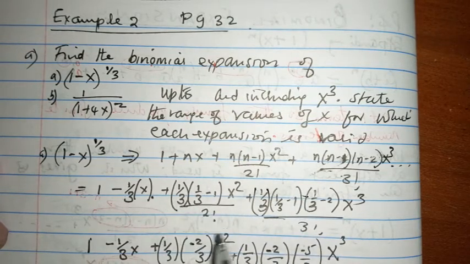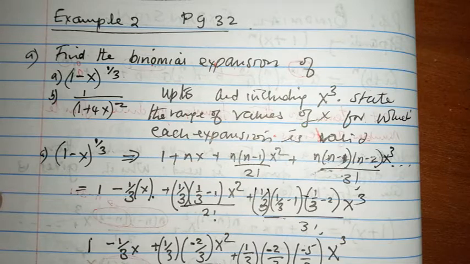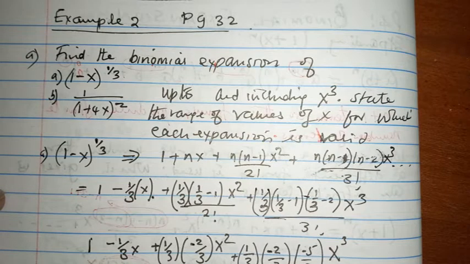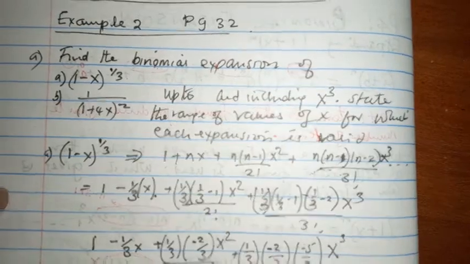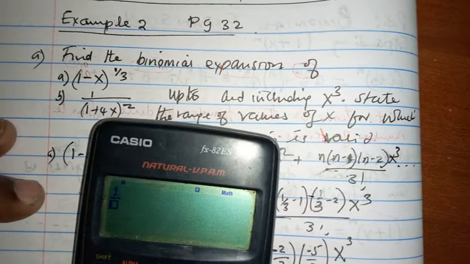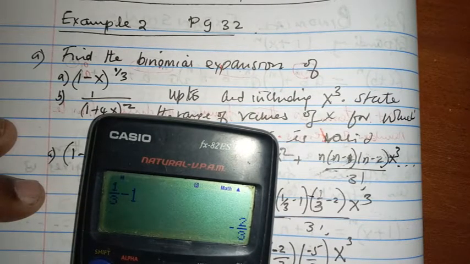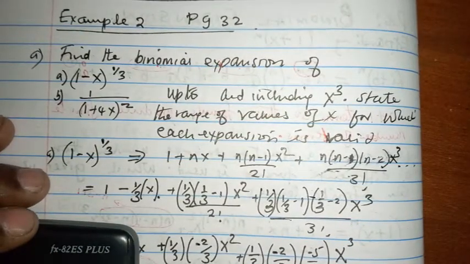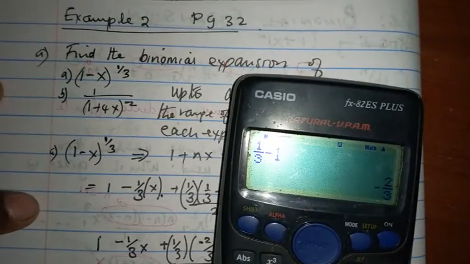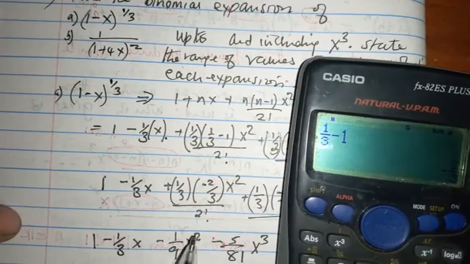So all we need to do is to just clean up this one. A 1 minus a third x, this is term 2, plus this is n times n minus 1. N minus 1 becomes a third minus 1, it gives us minus 2 over 3, which is this one, and of course x squared over 2 factorial here.